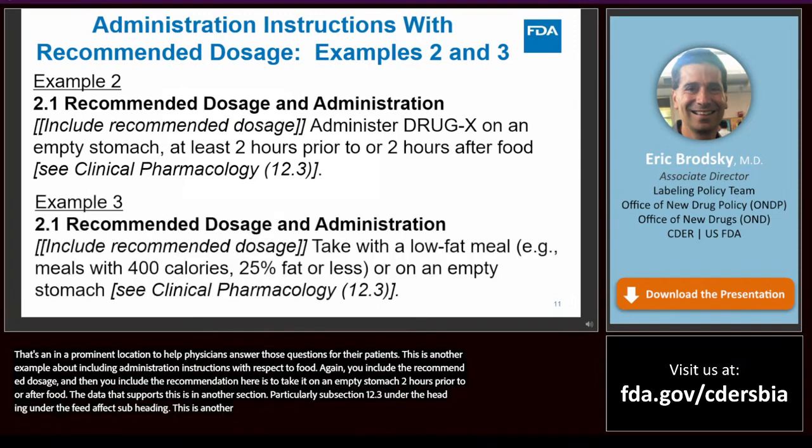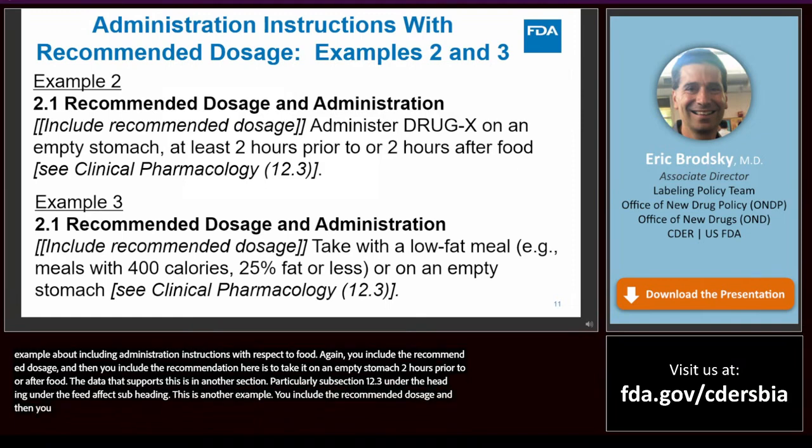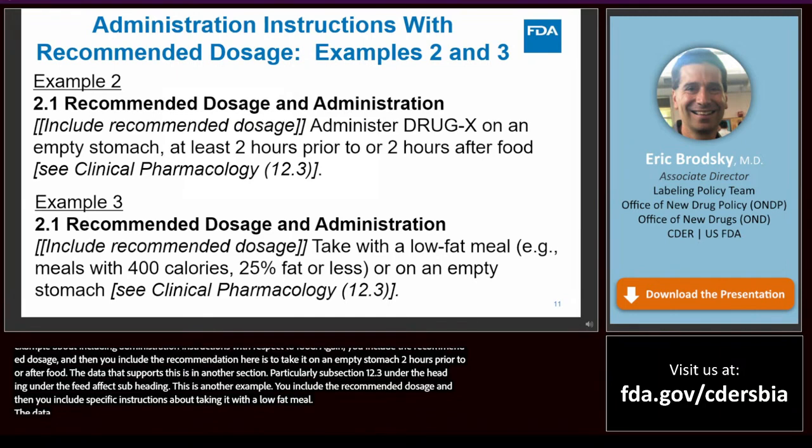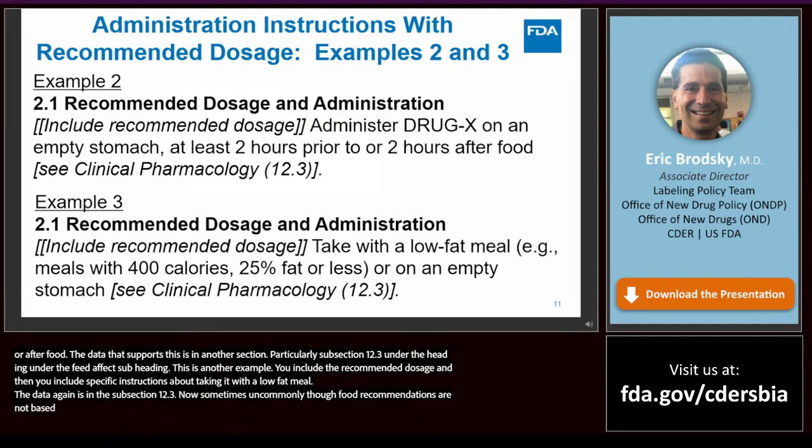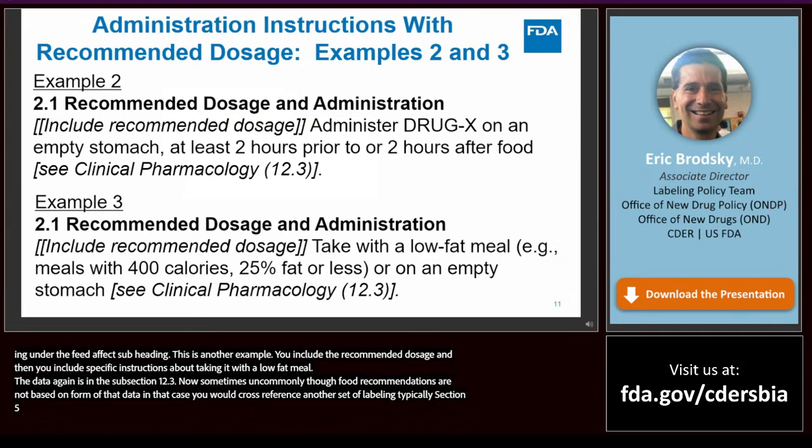This is another example. You include the recommended dosage, and then you include specific instructions about taking it with a low-fat meal. And then the data, again, is in the pharmacokinetics subsection 12.3. Sometimes, uncommonly though, food effect recommendations are not based upon pharmacokinetic or pharmacodynamic data. In that case, you would cross-reference another section of labeling, typically, for example, Section 5 and potentially Section 6, with respect to the rationale.